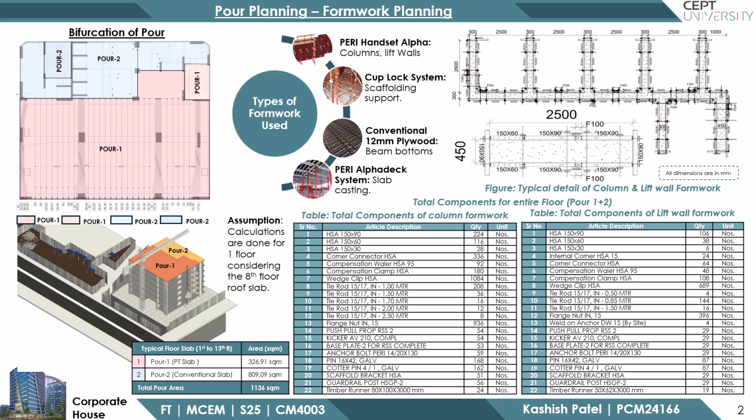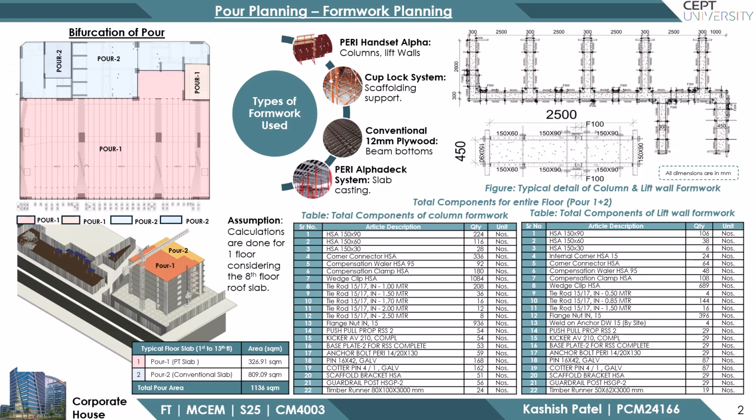Moving on to pour planning, all calculations are done for one floor slab cycle. Typical slab is divided into two pours, where pour 1 is post-tension slab of area 327 square meters and pour 2 is conventional slab of area 809 square meters.